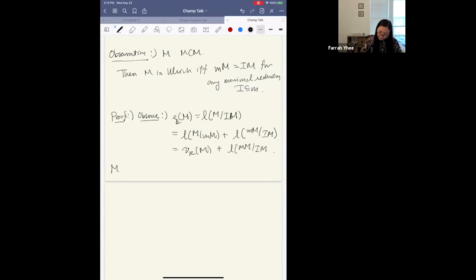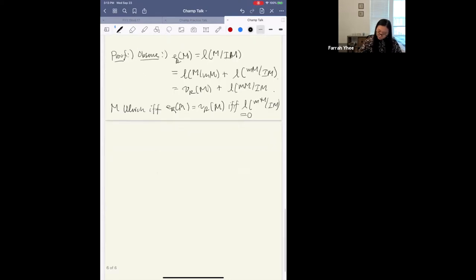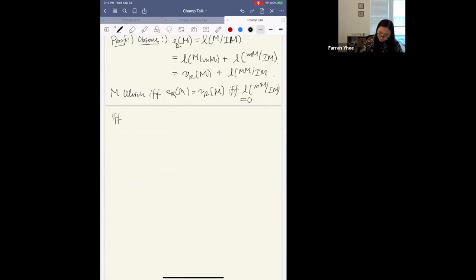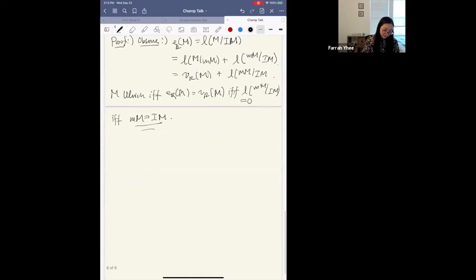So then M is Ulrich if and only if e(M) is equal to the minimal number of generators, if and only if this length is equal to zero, if and only if mM is equal to IM. All right, and I'll be using this characterization later, but I'll be sure to point out that that's what I'm doing. Are there any questions at this point?